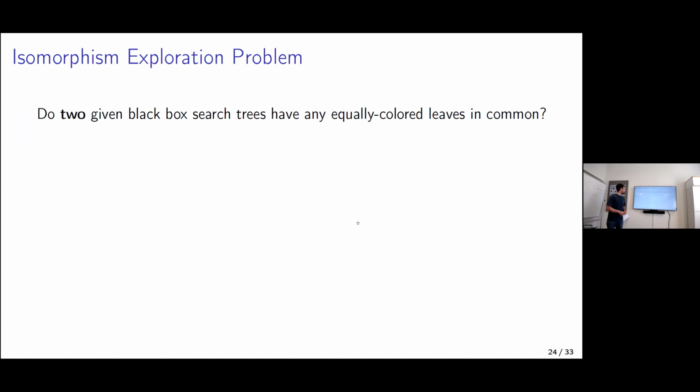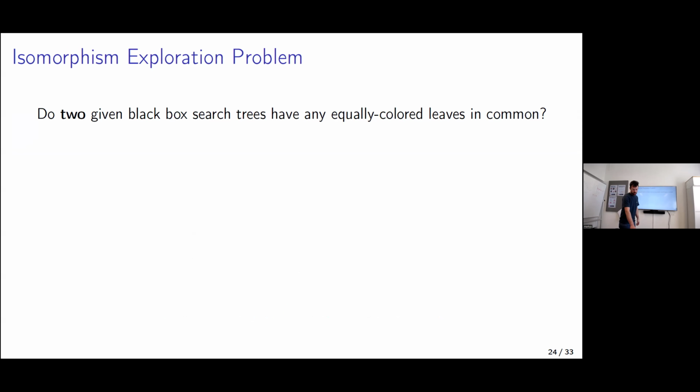And for this, I define the isomorphism exploration problem. The isomorphism exploration problem is just: given two black box search trees, do they have any equally colored leaves in common? Or just to rephrase this, are they isomorphic? So you start out with two trees, and how can you solve this problem?